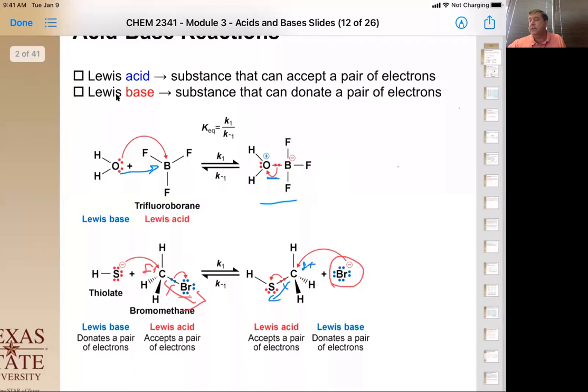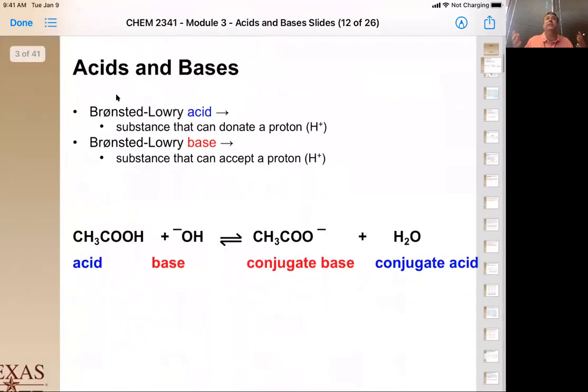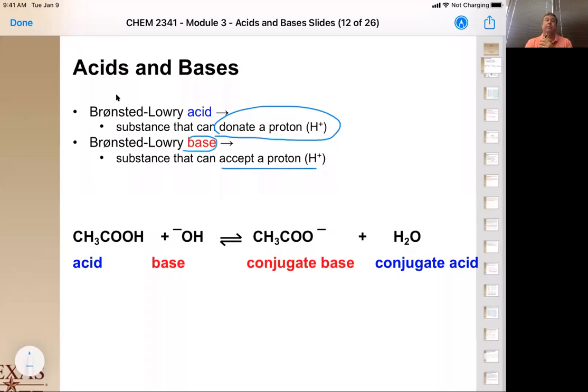Okay, so how does this fit in with our more traditional thing of transferring a proton? Well, in organic chemistry, instead of using the water-based system, we use what we call the Bronsted-Lowry acid-base theory. In this case, we're still transferring a proton, but it can be in the absence of water. So a Bronsted-Lowry acid is a substance that can donate a proton. That's an important thing, which makes the base the opposite, the one that accepts the proton.